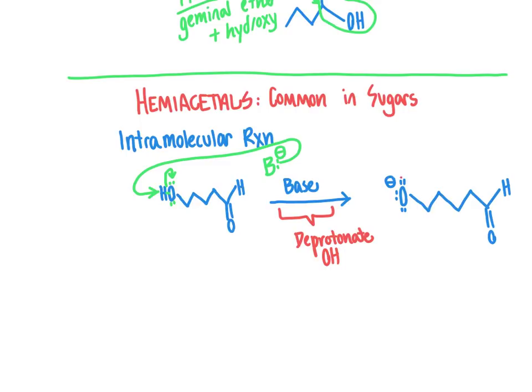So our oxygen anion comes over. It's going to form a bond to that carbonyl carbon, forcing the electrons out onto the oxygen from that pi bond. Don't let the fact that we're making a ring here throw you off from the other examples. The mechanism here is exactly the same.